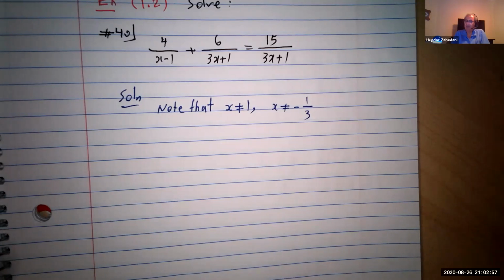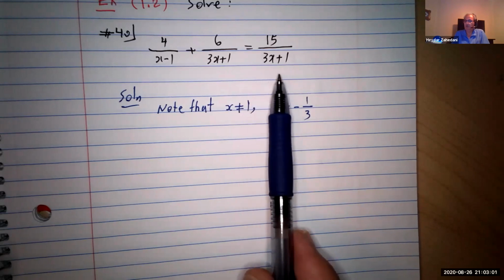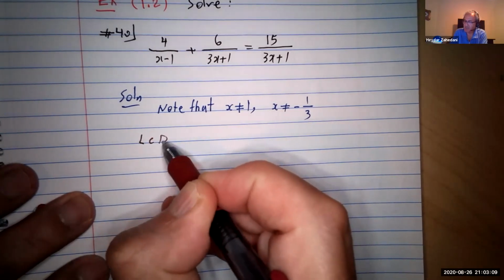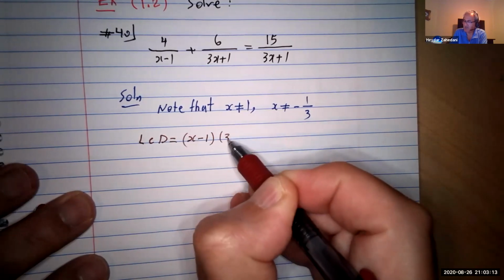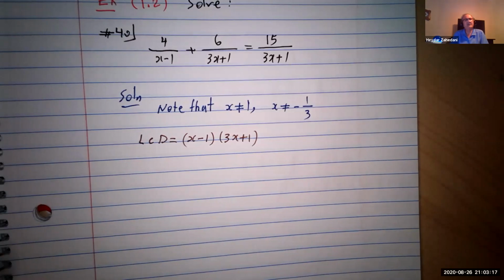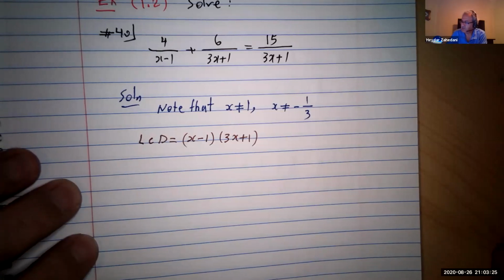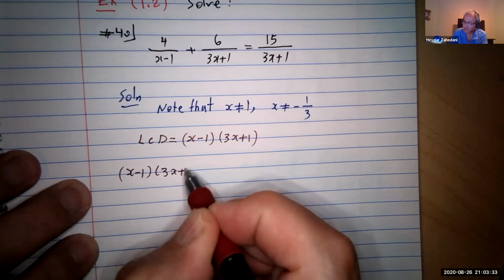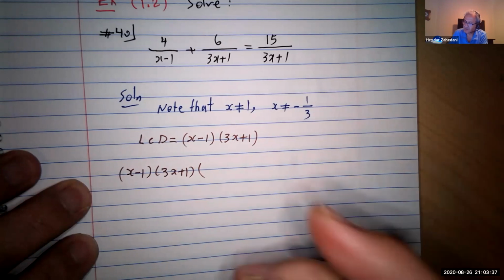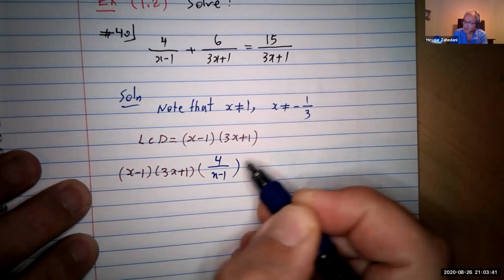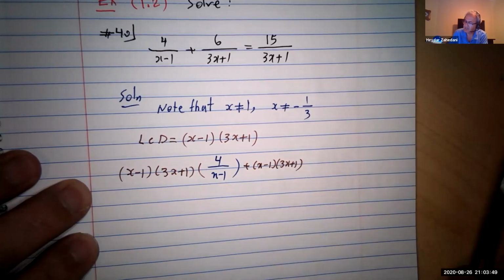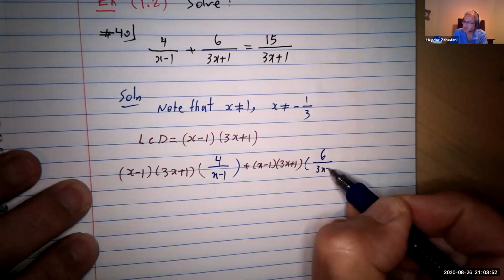Now the common denominator. This is x minus 1, and this is 3x plus 1. So we have two factors. The product of the factors would be your least common denominator, okay? So the least common denominator would be x minus 1 times 3x plus 1. Multiply both sides of the equation by this quantity. So what's going to be the result? This is x minus 1 times 3x plus 1. You are going to multiply by the first one, which is 4 over x minus 1. That's 1. And then you get a plus, again, x minus 1 times 3x plus 1, and you get the second one, which is 6 over 3x plus 1.